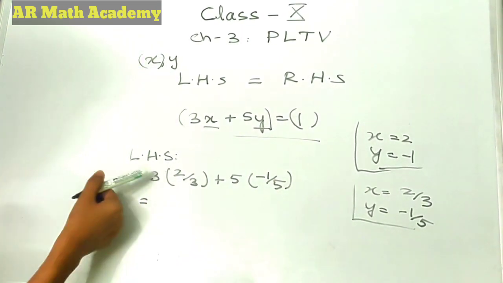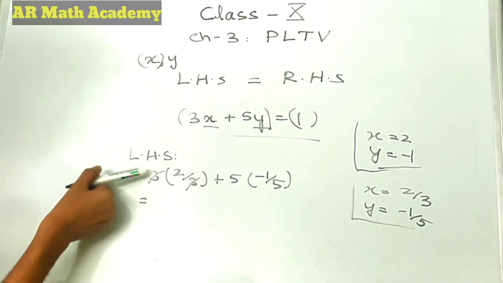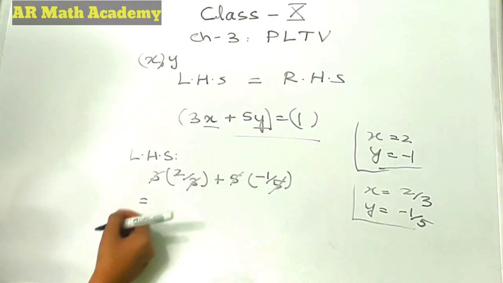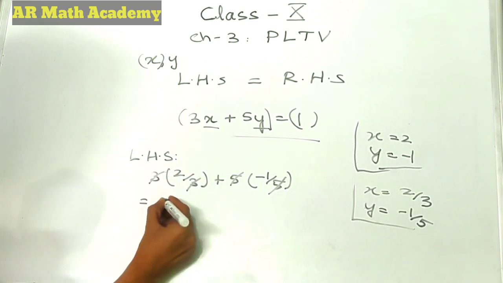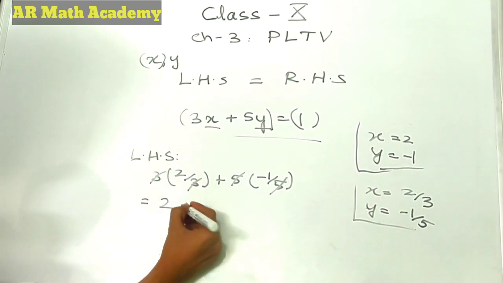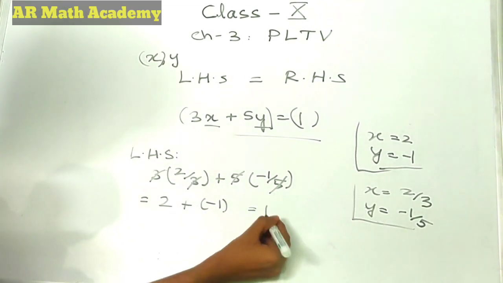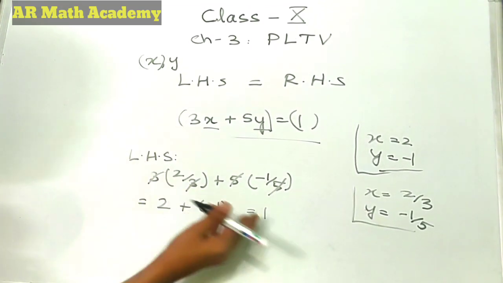Now when we start simplifying this, we can cancel this 3 and this 3 out because it is in the numerator and the denominator correspondingly, and 5 and 5 can also be cancelled. So hence we will be left with 2 plus and minus 1 over here. So what is 2 minus 1? Well, it is 1. So 2 minus 1 is 1. Our LHS value is 1.